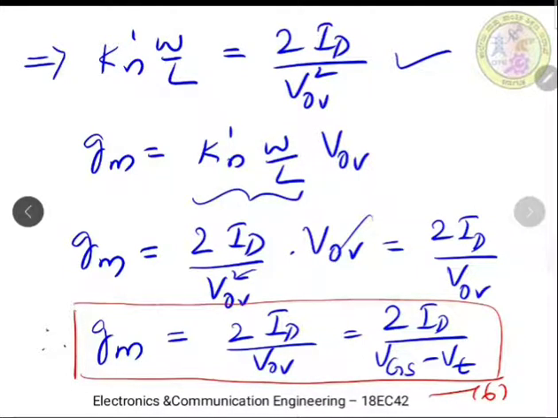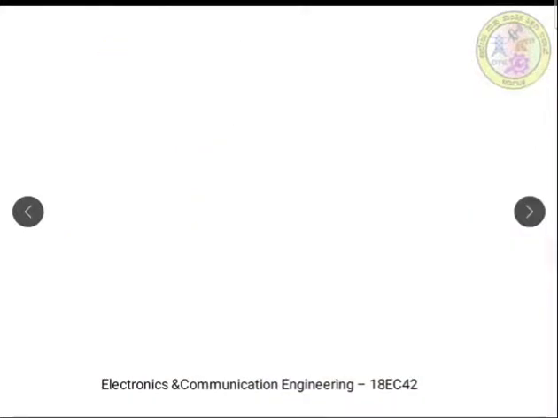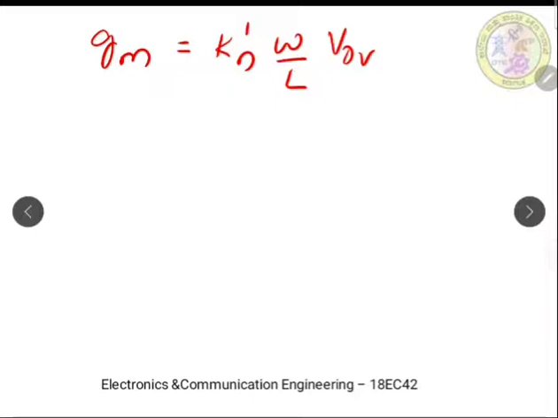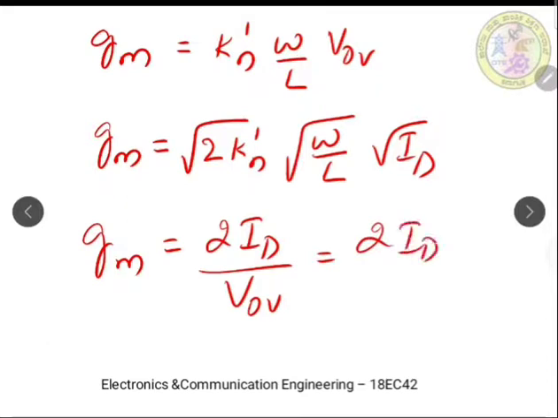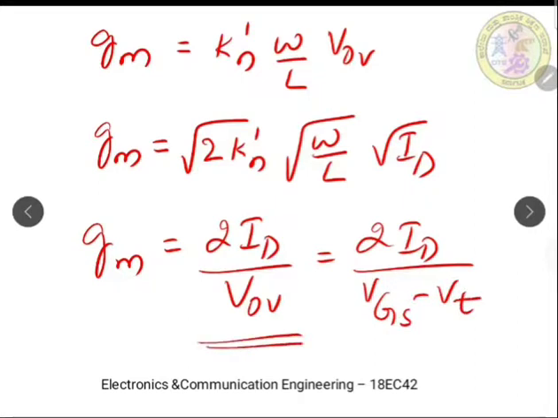This is equation 6. As a summary, the transconductance gm is given by, first, gm is equal to Kn dash W by L VOV, the gate overdrive voltage at which the MOS amplifier is operating. Next, we have one more expression, gm is equal to root of 2 Kn dash W by L into ID. Then we have one more, gm is equal to 2ID by VOV, or this is equal to 2ID by VGS minus VT. In the problems, depending on the given factors, you can make use of any one of the equations to find out the transconductance.